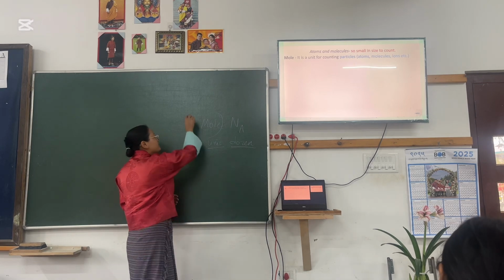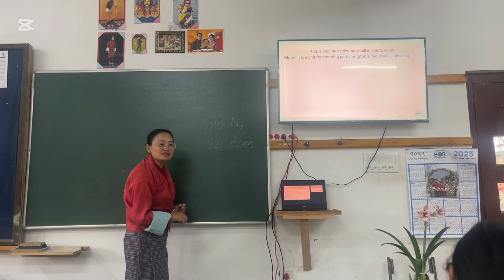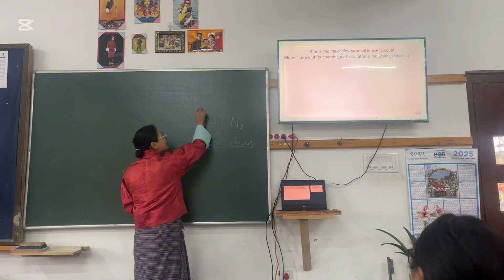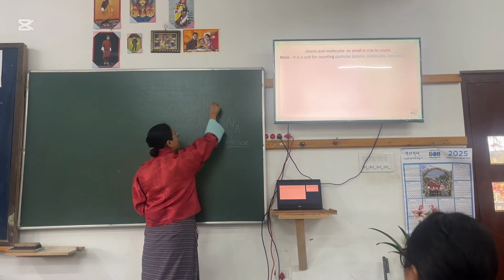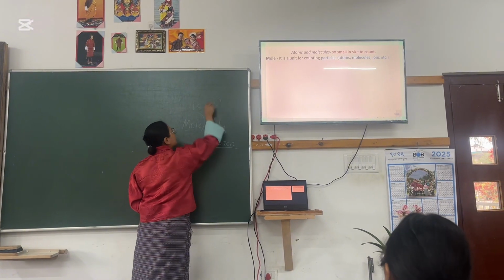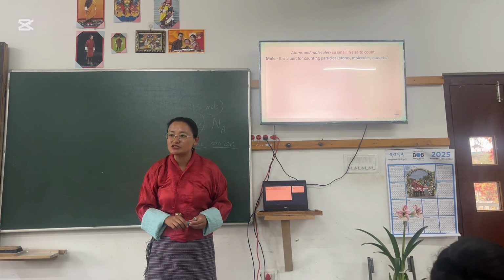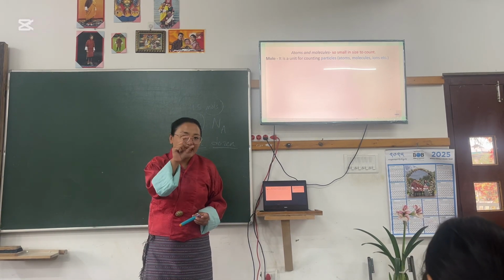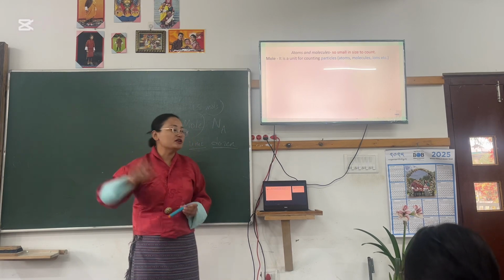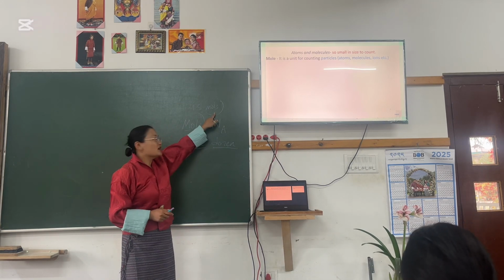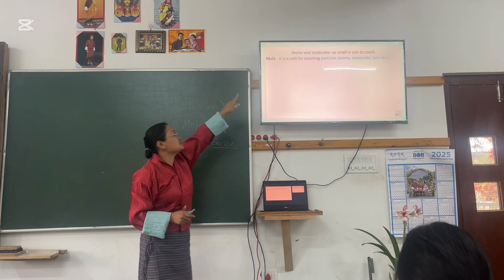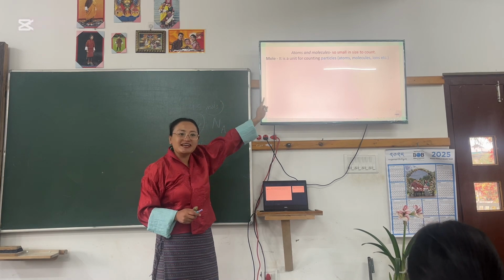So mole, if they ask you to find mole, the symbol is n, right? And the unit is, for example, 4.5 mole. So this is the unit. You remember in chapter 1, PV equals nRT. If you are asked to find n, the number of moles, the unit should be in moles. So a mole is a unit for counting particles.